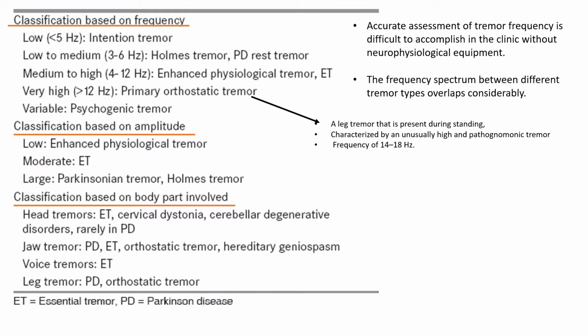I would like to tell you one point about primary orthostatic tremor. It is actually the tremor with the highest frequency. It is a leg tremor that is present only during standing, and it is characterized by an unusually high and pathognomonic frequency of 14 to 18 Hz.